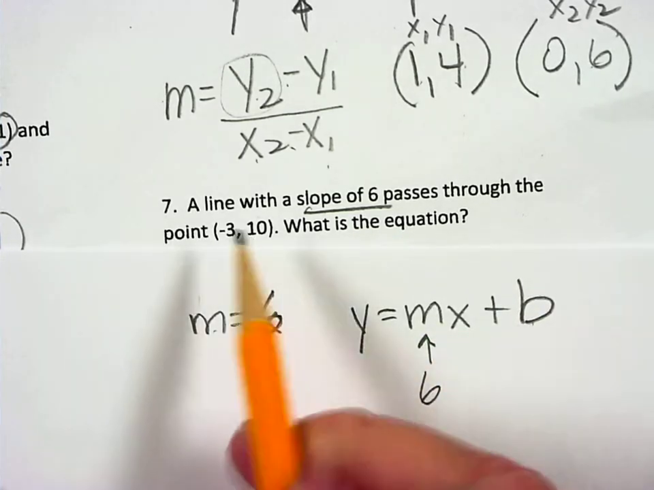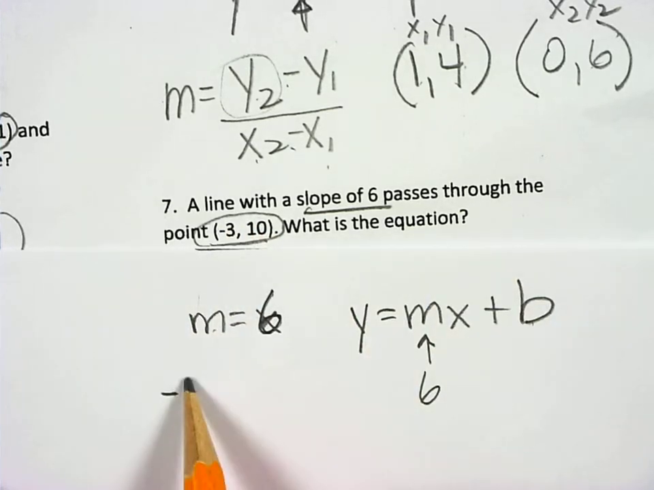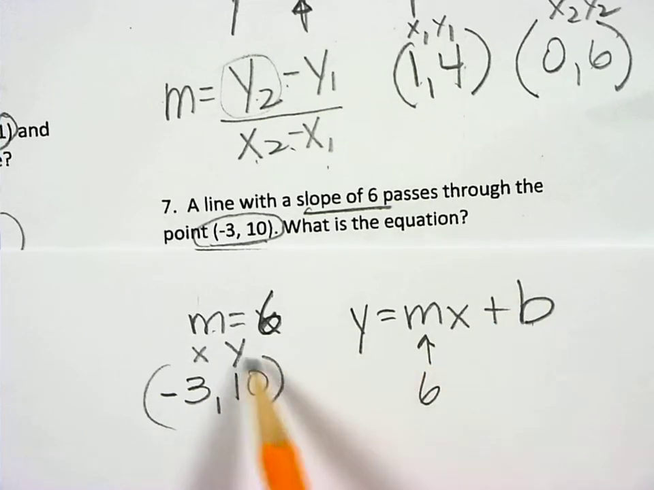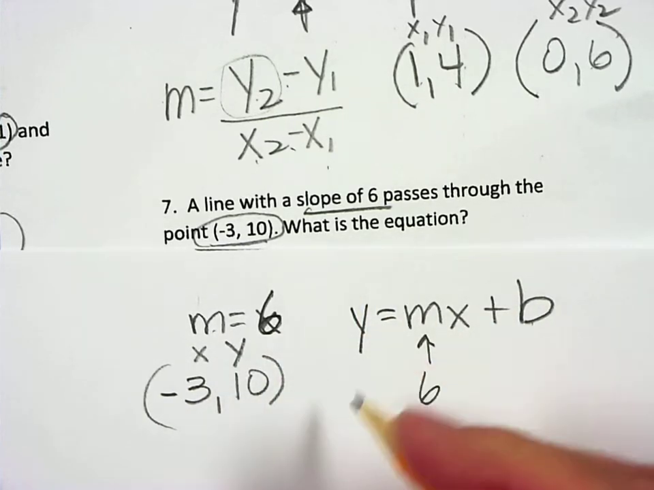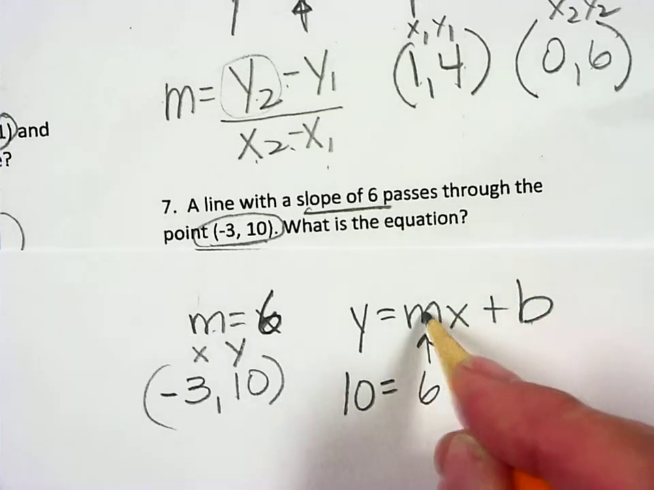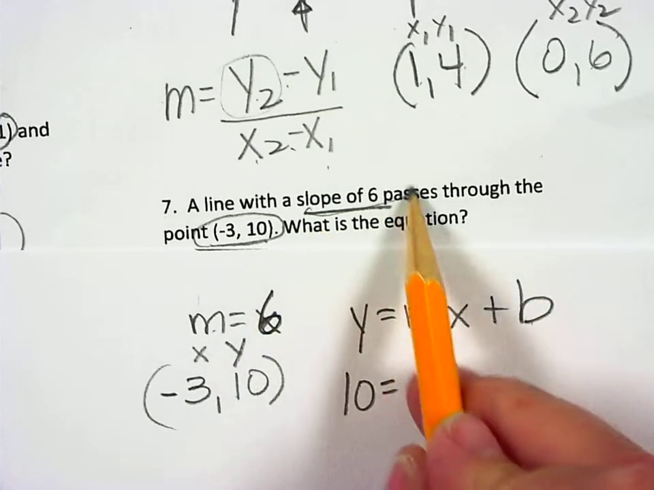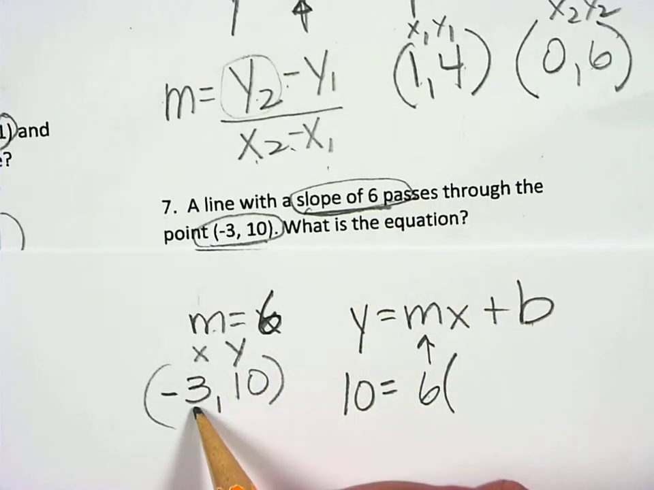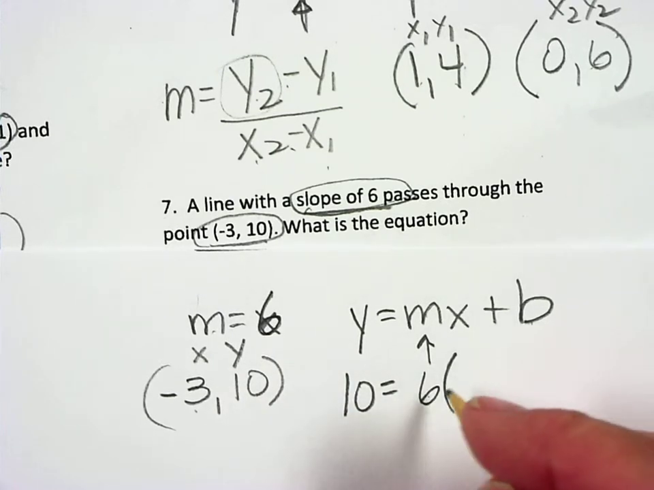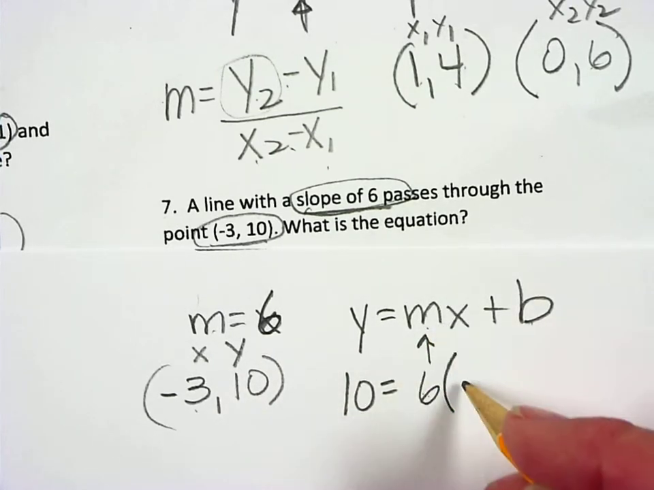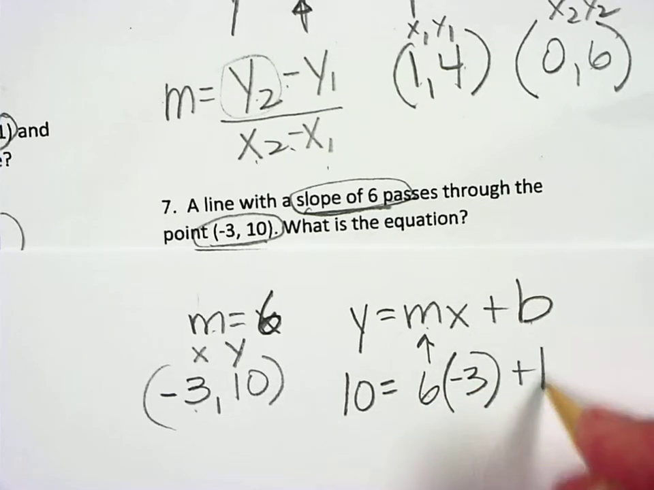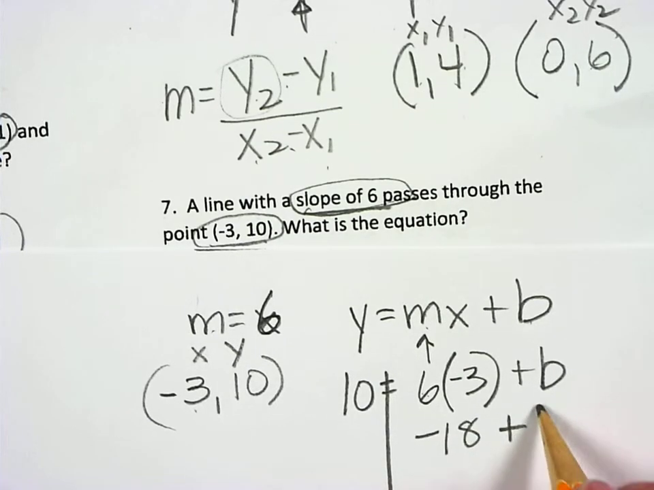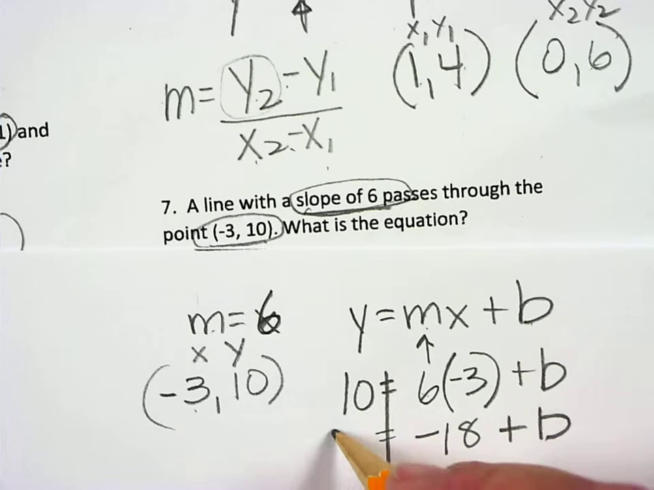I don't have b, but I have this point right here, so I'm going to take negative 3 and 10, and I'm going to plug these values back into my equation. So y is 10, so I'm going to put my 10 here, and that equals m, which we determined was 6, times x. In my ordered pair, x is negative 3. So I'm going to multiply 6 times x, which is negative 3, plus b. I'm going to simplify this. This is negative 18 plus b equals 10.